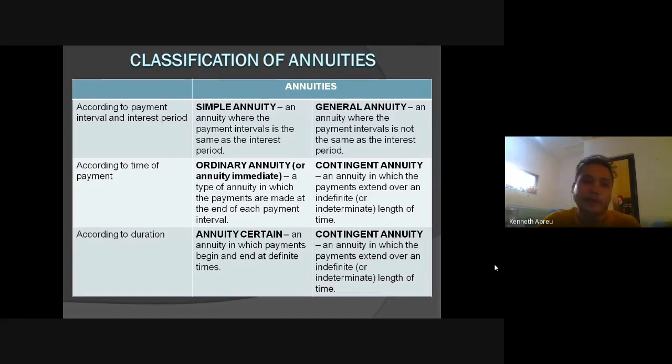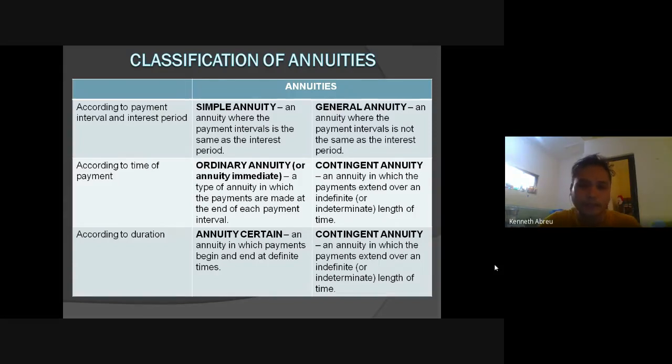According to time of payment, when we say ordinary annuity, it is also called annuity immediate, a type of annuity in which the payments are made at the end of each payment interval. But when we say contingent annuity, it is an annuity in which the payment extends over an indefinite or indeterminate length of time.